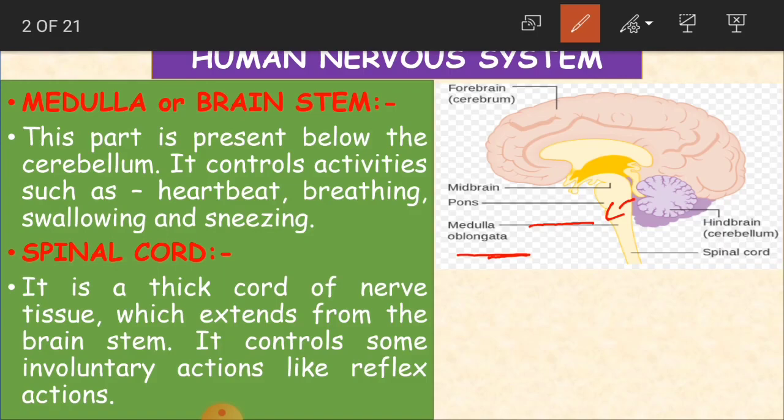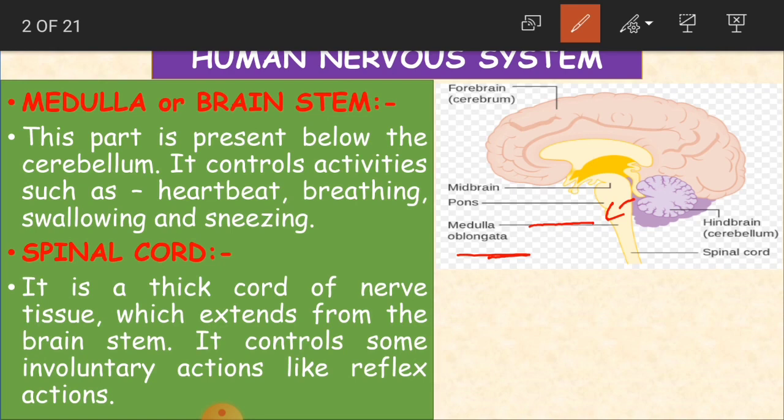It is going to control activities such as our heartbeat, and breathing, swallowing and sneezing. Breathing is respiration, and swallowing is like chewing and swallowing, and sneezing. Okay children, so the medulla is going to control such activities in our brain.